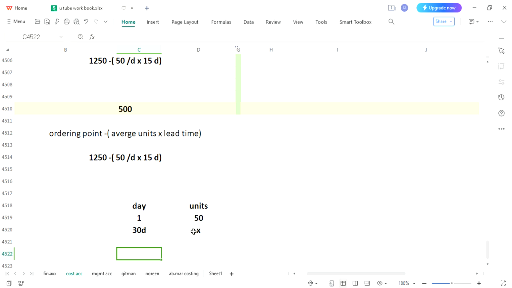Cross multiplication, x would be multiplied with 1, so we'll get x. On the other hand, 30 would be multiplied with 50.